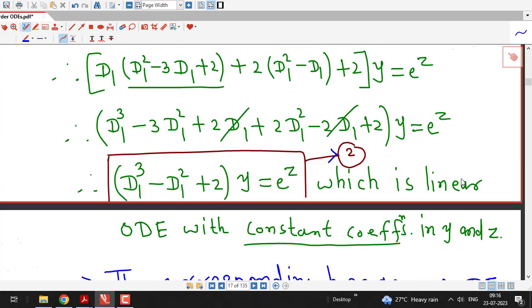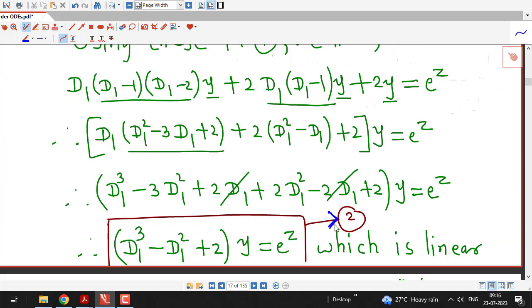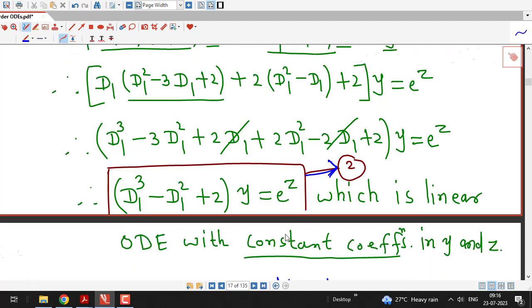Not of the given non-homogeneous equation, it is the complementary function of this equation number 2, which is a linear differential equation with constant coefficients. Now to find out the particular solution or particular integral, we will use the shortcut method. Here the right hand side function is e raised to z, so the shortcut method is applicable, and from this we will see that the particular integral will be equal to 1 over this bracket D1 cube minus D1 square plus 2 applied to e raised to z.